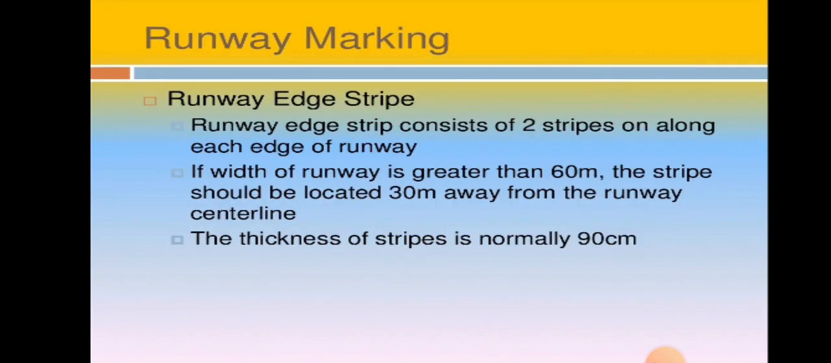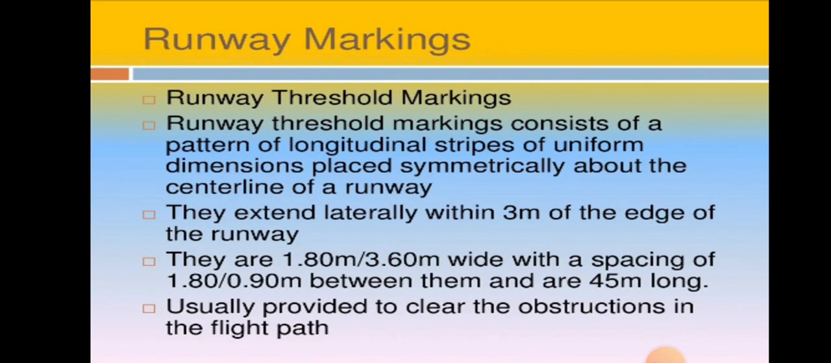Runway edge strip. The runway edge strip consists of two strips, one along each edge of the runway. If the width of the runway is greater than 60 meter, the strip should be located 30 meter away from the runway center line. The thickness of the strips is normally 90 centimeter.